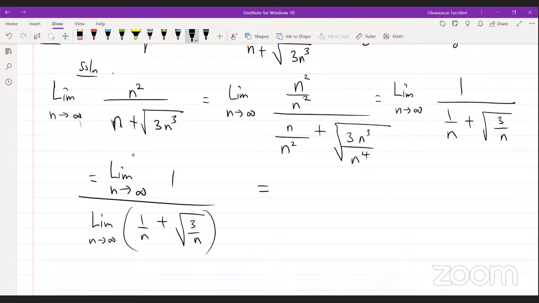The limit of a constant is a constant. You have 1 on the top, divided by the bottom. Now, as n goes large, this guy goes to 0. This guy goes to 0. So you have 1 over 0. And this is what? Undefined. So what's our conclusion, guys? It diverges. It's divergent.